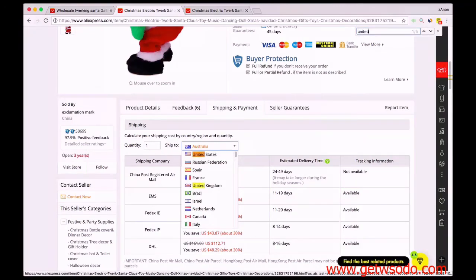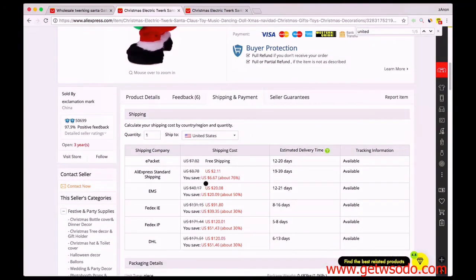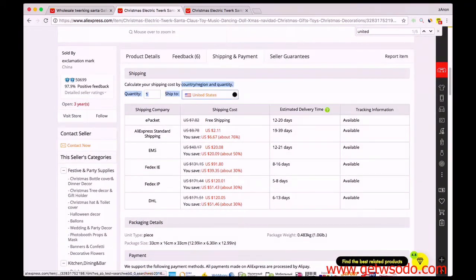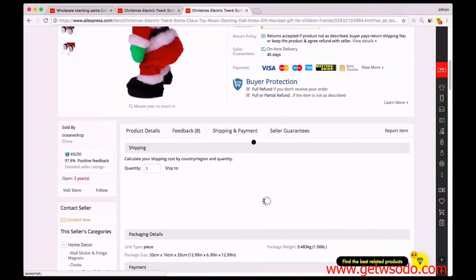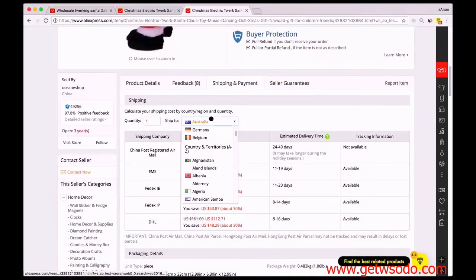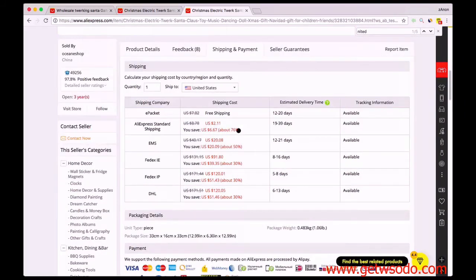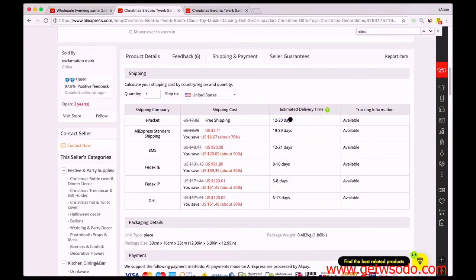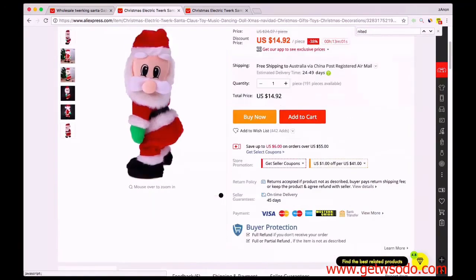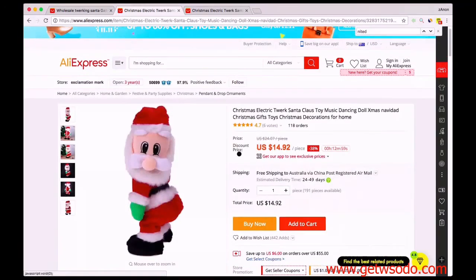But the last thing I want to check is whether the shipping times are any different, because sometimes you go on this page, click shipping times, and they'll have different shipping times here. So 12 to 20 days versus 12 to 20 days as well. Cool. So yeah, that's basically all I look at. So in the end, I'm going to go with this seller.